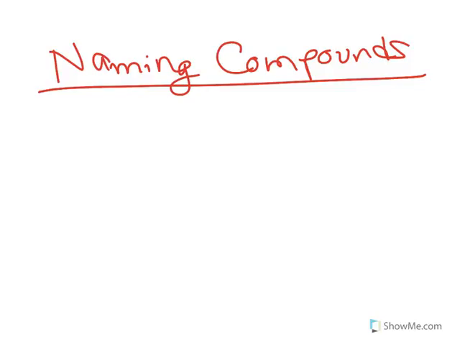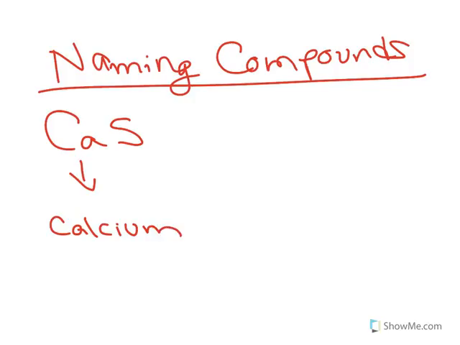Let's go over how we name chemical compounds. When you are given a compound, what you're going to do is first name the positive ion. Here, the positive ion is calcium. Metals, you just write whatever their name is. You don't have to change the metal, the ending.